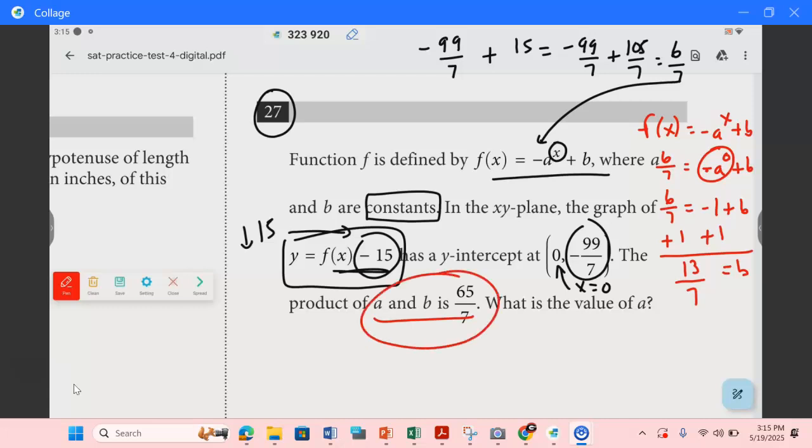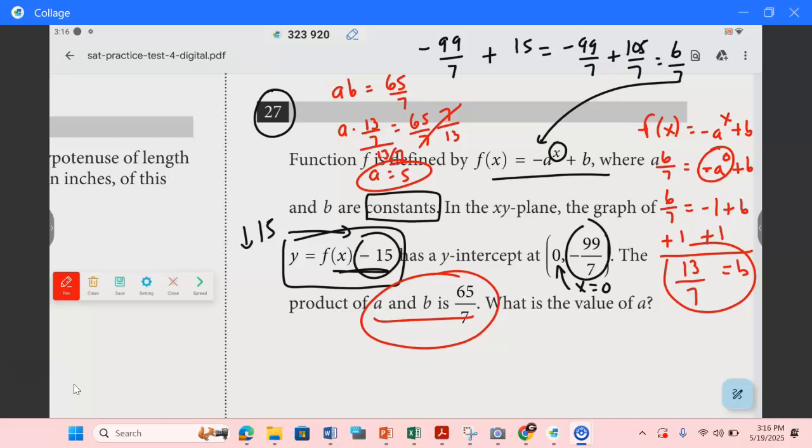We then use this information here. The product of a and b is 65/7. Okay. So let's write that right here. A times b is 65 over 7. Put a 13/7 in the b position. And you might notice here that a is going to be 5, right? You would divide right here by 13/7. This is the same thing as keep, change, flip. So a is 5.